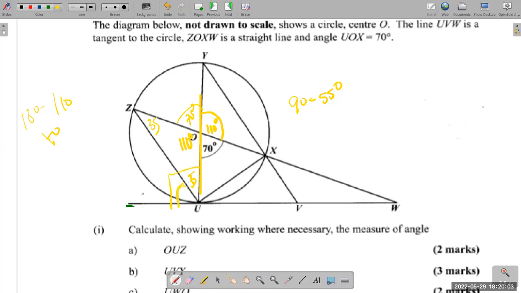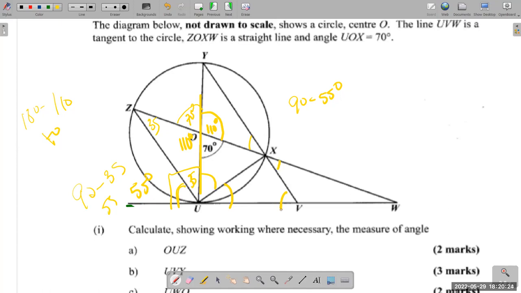Both of them is what? 90. So 90 minus 35 is what? 55. The same 55. Same thing with over here. We know here, we know in between here. So we could find literally every nook and cranny in here.